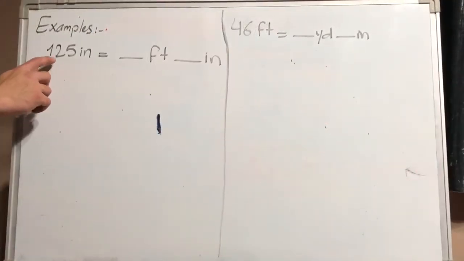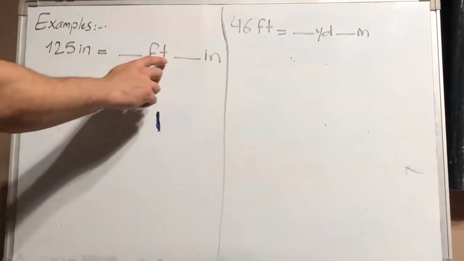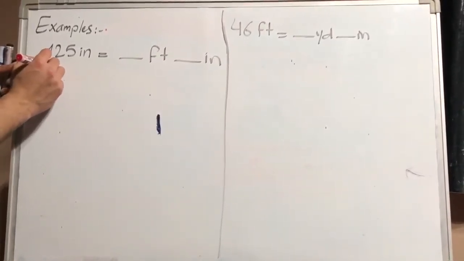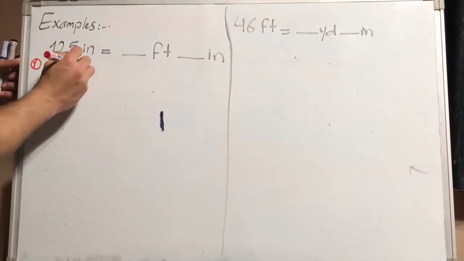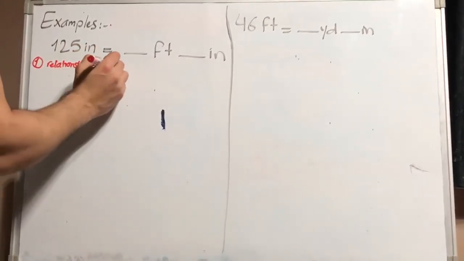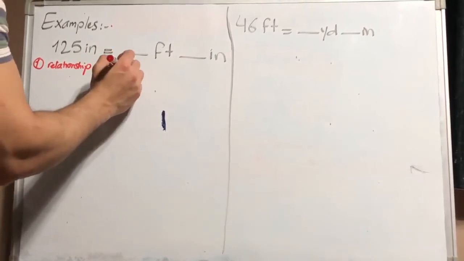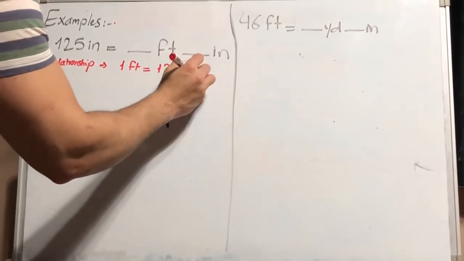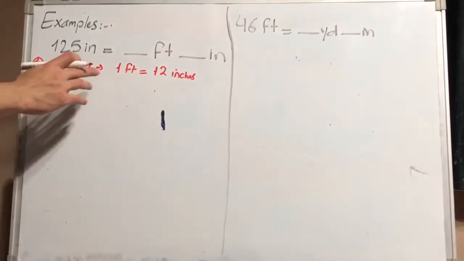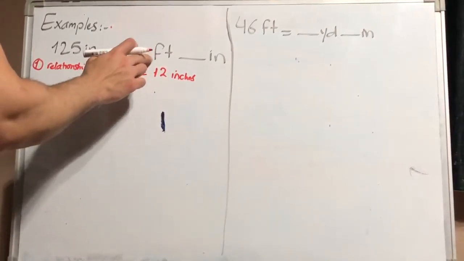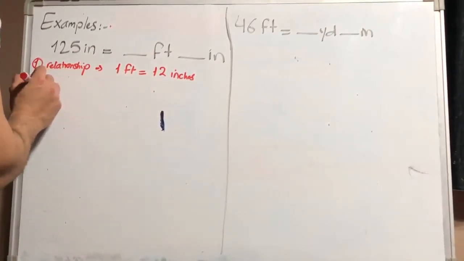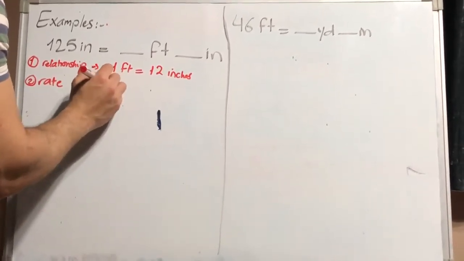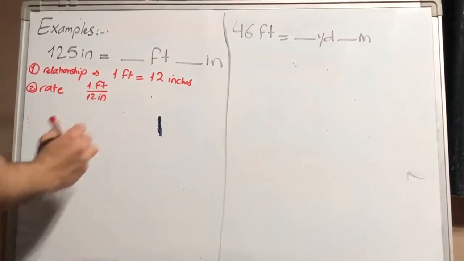Okay, in this example, I have 125 inches equals how many feet and how many inches? Let's see if I follow the same steps. First of all, I need the relationship. What's the relationship between inches and feet? I know that 1 foot equals 12 inches. Who do I want to keep, the feet or the inches? I want to keep the feet. So the rate is going to be 1 foot over 12 inches.